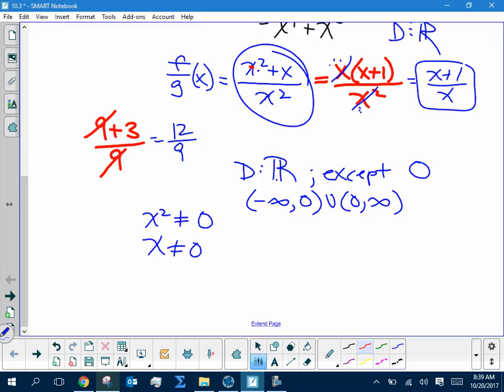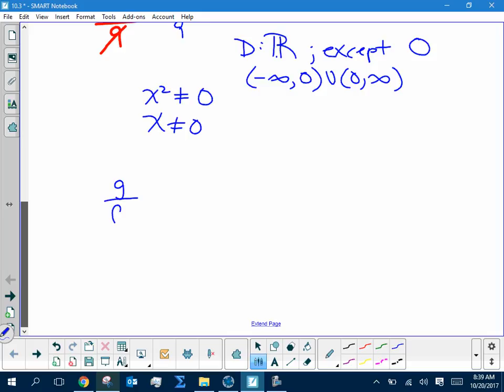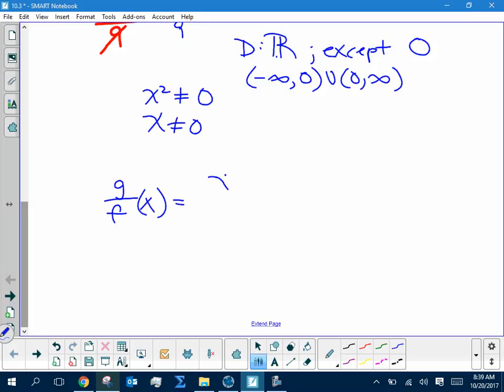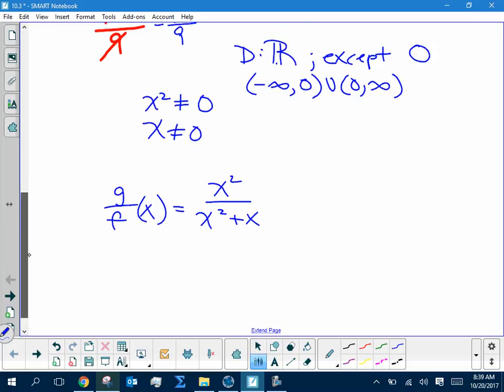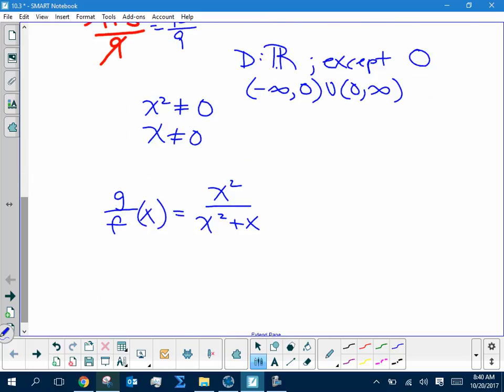Now it's a little bit different. I know they don't ask this, but they might on a test or one of those short quizzes I give you. If I give you g of f of x, now we flip it. So f of g of x and g of f of x should be reciprocals of one another. So I should end up with x squared over x squared plus x. Does that make sense? And we can simplify that. If I take the reciprocal of this thing here, that's still the same as that. Take the reciprocal of that one, x over x plus 1. So this will simplify to x over x plus 1.